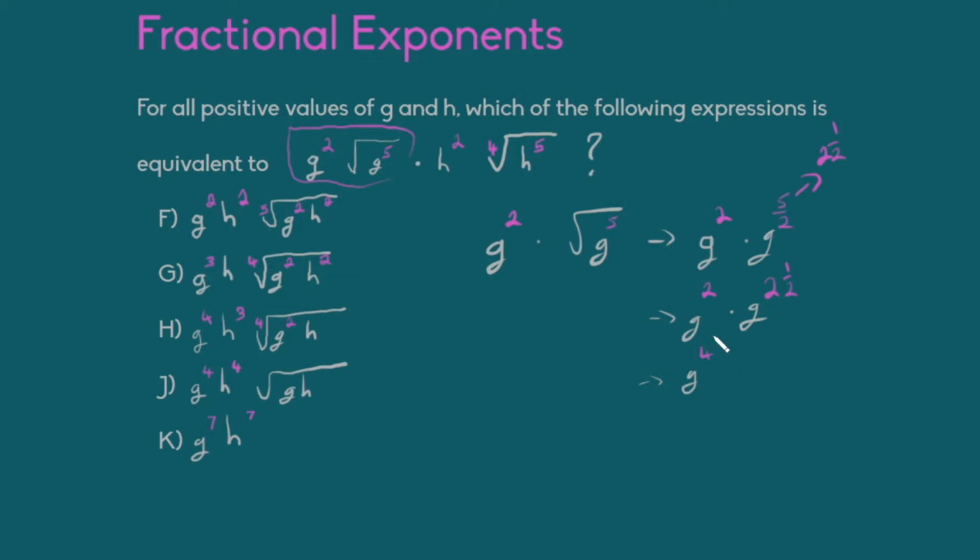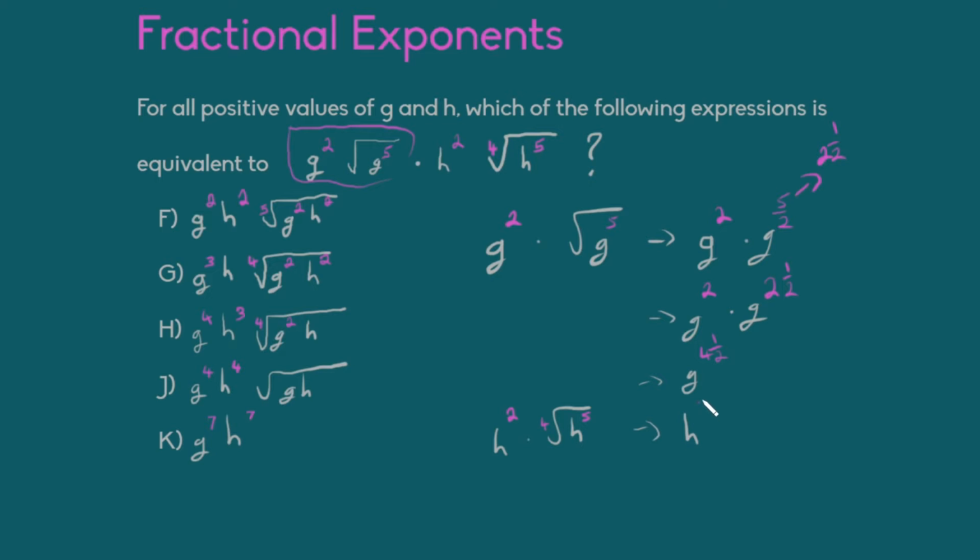We're going to leave that there for now, and we're going to move to the h's. If you want to do the same thing with the h's, if you want to pause the video and try and manipulate that yourself, please do. Okay, so what do we do with the h's? We have h squared multiplied by the 4th root of h to the power 5. Let's deal with that surd. We can rewrite that surd as h to the 5 over 4.